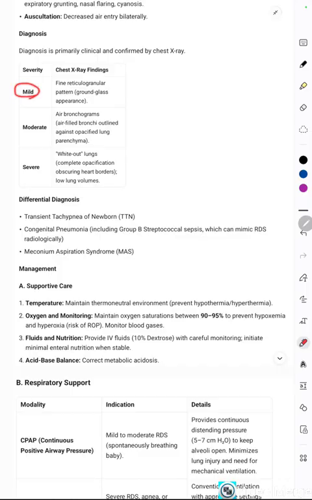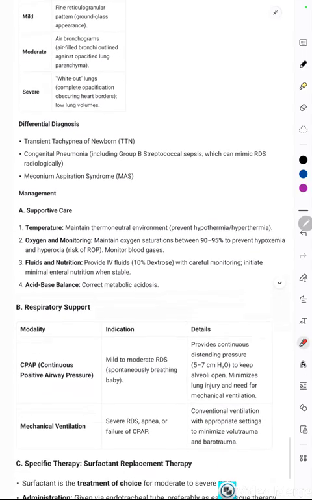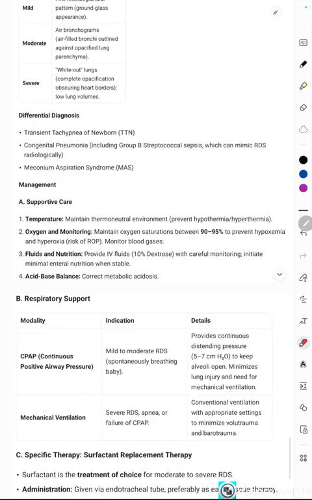In the mild form, the chest X-ray finding is bilateral reticulogranular opacity. In moderate, there are air bronchograms, that is, air is present in between the bronchi. And in severe, there is a complete whiteout of the lungs, that is complete opacification, and the cardiac silhouette, that is the heart borders, cannot be traced out. The differential diagnosis is transient tachypnea of the newborn, congenital pneumonia, or meconium aspiration syndrome.